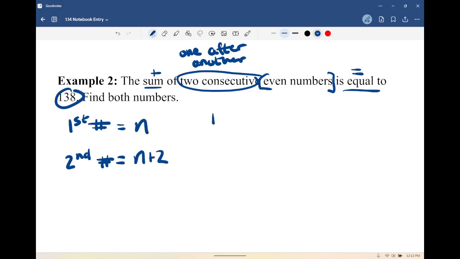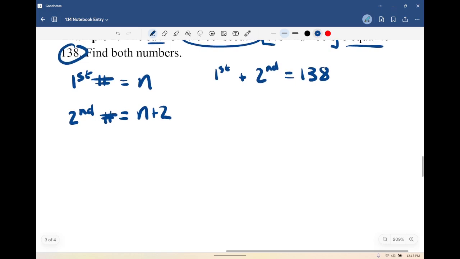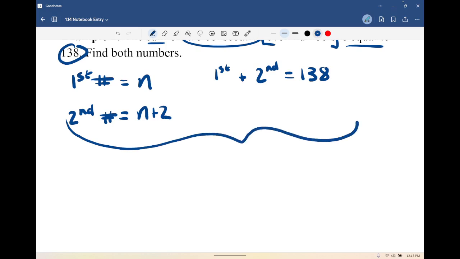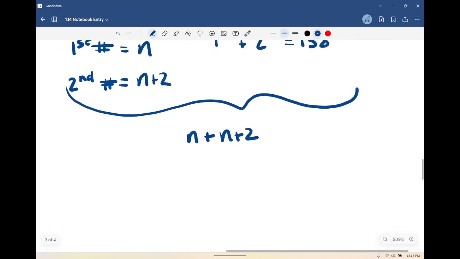So from here, I can now set this up, right? Originally, I had, okay, first number plus second number is equal to what? What's it say that they're equal to? Quinn. Yeah, 138, right? This is right from the problem. And so now that I know what this is, I can take all of this and say, then this is actually n, there's my first number, plus n plus 2, there's my second number. And that's equal to 138. Again, to be clear, first, second.